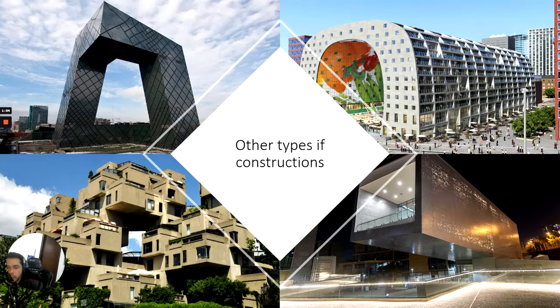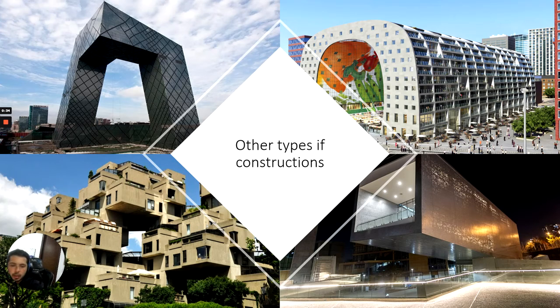There are other types of constructions that want to break down the conventional method, and these architectures want to fight against the conventional way of construction, making different types of models or different ways to solve the same space.